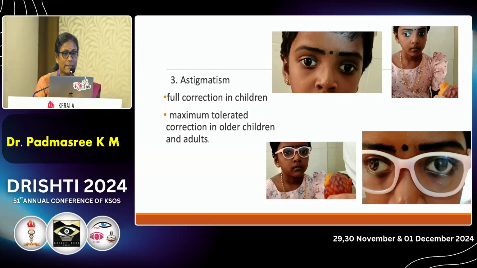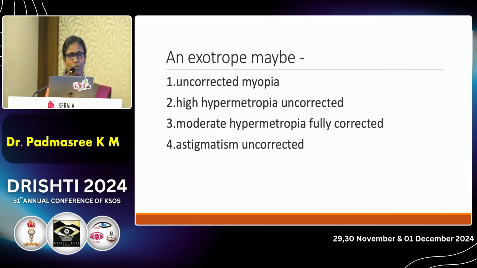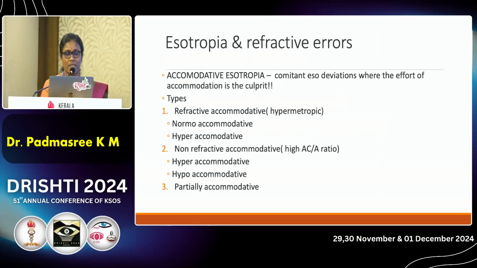Astigmatism, you have to fully correct it in children. Here, this child had -4 diopter cylinder of astigmatism. She has a large angle exotropia for distance and near, and giving her spectacles has improved her near control over exotropia. So, an exotropia can have any refractive error. So, you have to find out from retinoscopy and manage accordingly.